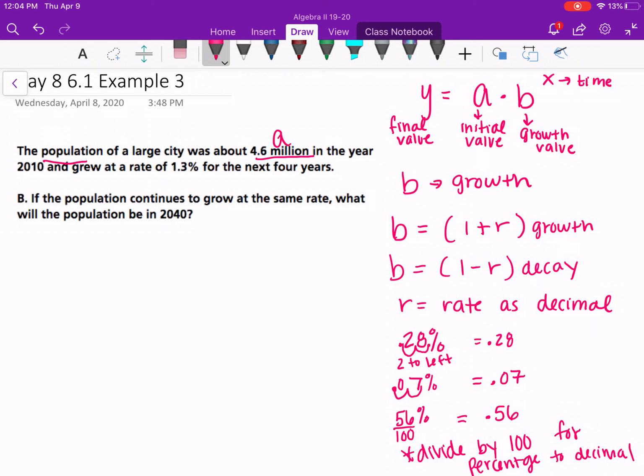That's our A term, okay? That's our initial value. We're starting this problem. We didn't start taking population until 2010, so that's our initial, 4.6. It says it grew at a rate of 1.3%.